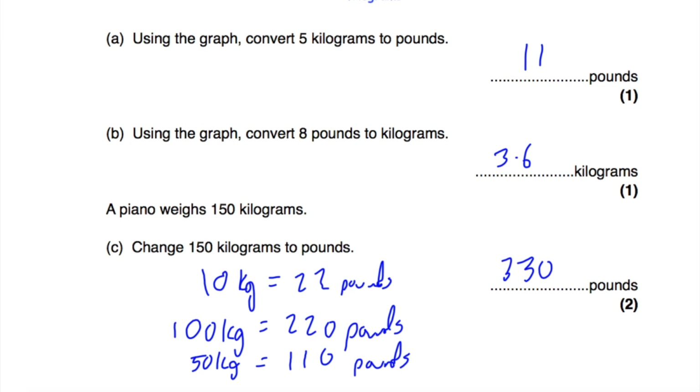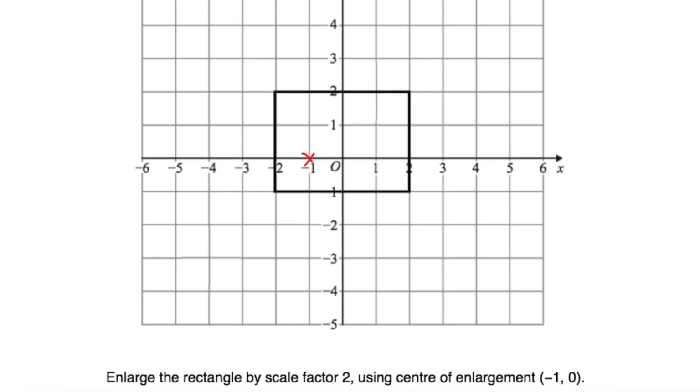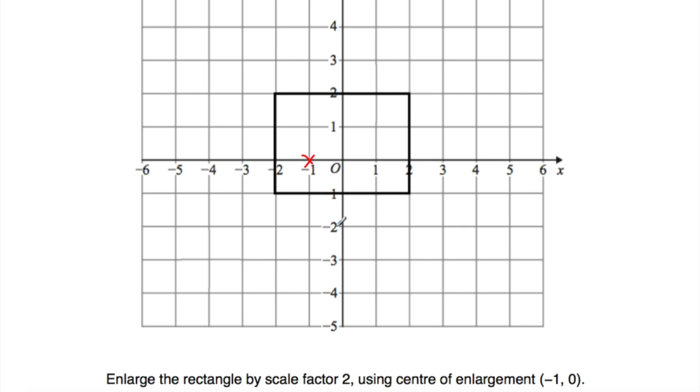Okay, let's look at our next question. Okay, so let's have a look at question number 72. We've got this rectangle on this grid and we've been asked to enlarge it with scale factor 2 using center (-1, 0). So if we enlarge this rectangle by scale factor 2, it means all the points in the rectangle are going to come twice as far away from the center of enlargement.